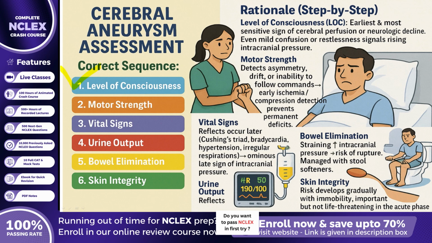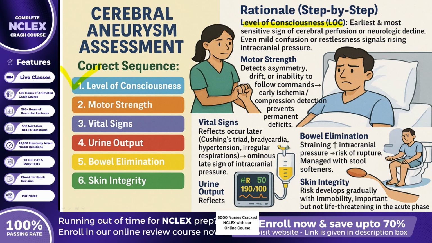The very first and most critical assessment is level of consciousness, because even subtle changes are the earliest and most sensitive indicators of cerebral perfusion problems and neurologic deterioration. In a client with a cerebral aneurysm, confusion, restlessness, or inability to follow commands may indicate increasing intracranial pressure or bleeding, which can quickly progress to coma. This is why level of consciousness always takes precedence.